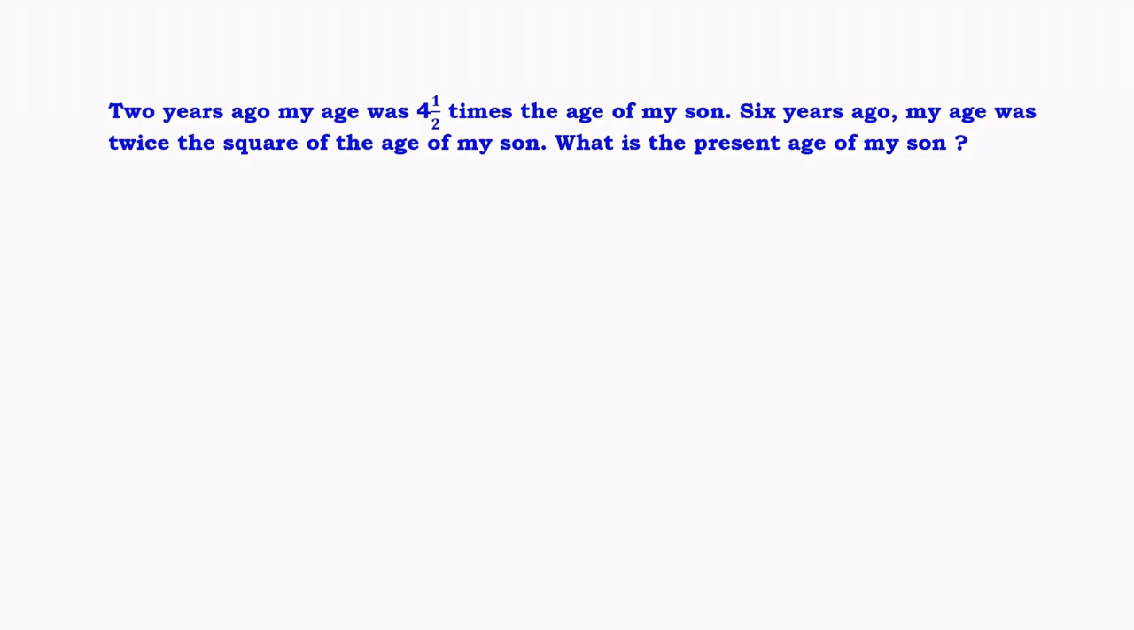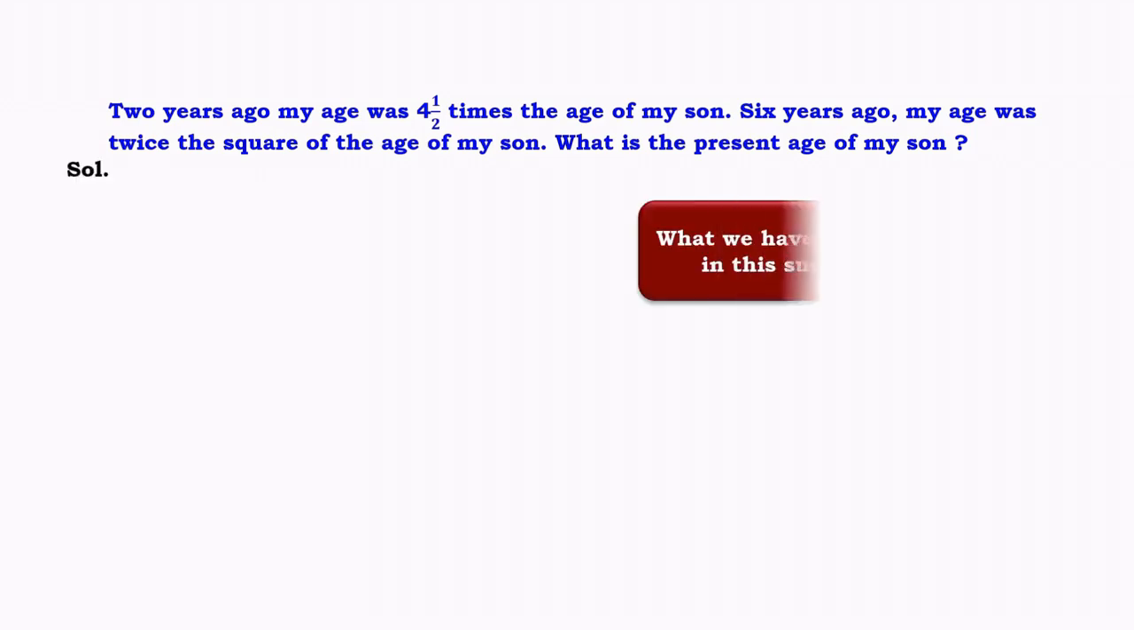2 years ago, my age was 4.5 times the age of my son. 6 years ago, my age was twice the square of the age of my son. We have to find the present age of my son. First, let us understand what we need to find. We need to find the present age of the son.